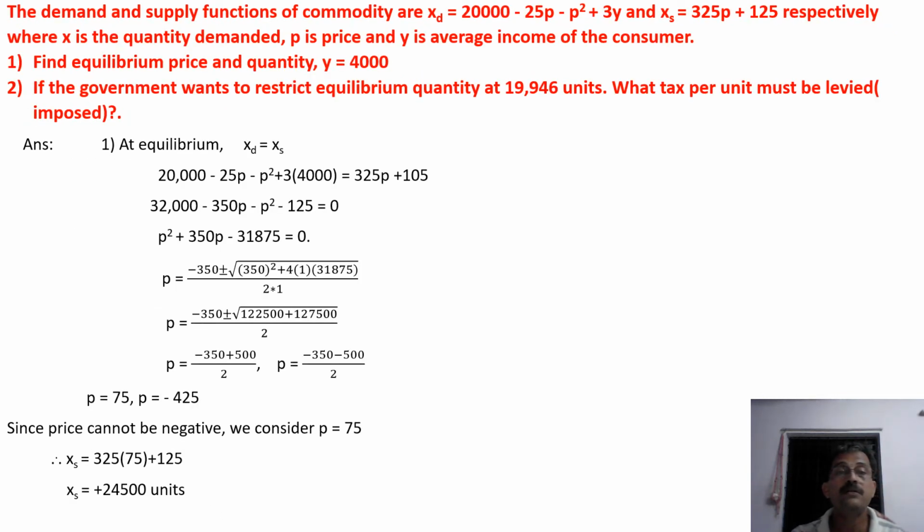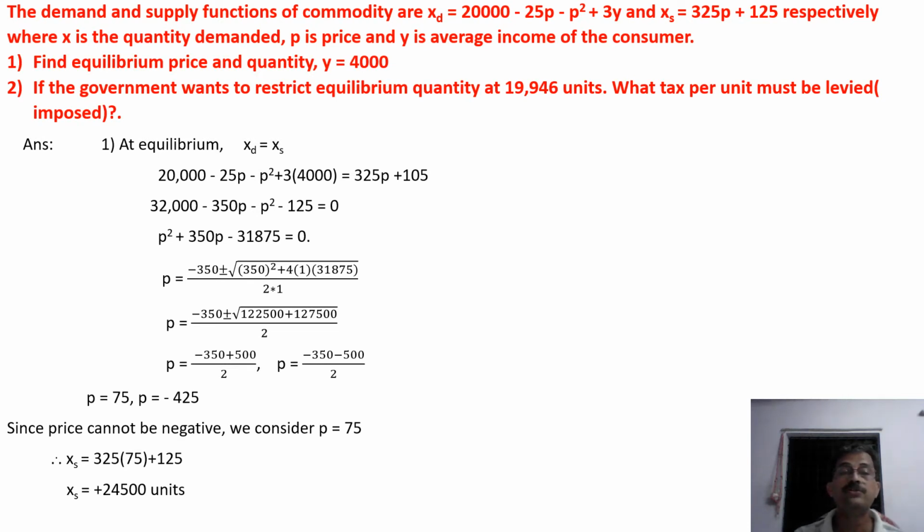The demand and supply functions of a commodity are xd is equal to 20,000 minus 25p minus p square plus 3y, and xs is equal to 325p plus 125 respectively, where x is the quantity demanded, p is price, and y is the average income of the consumer. Find equilibrium price and quantity. Given y is equal to 4,000.